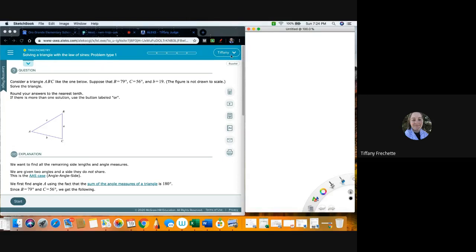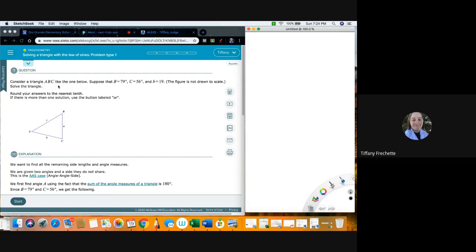Solving a triangle with the law of sines, problem type 1. Okay, so we've been dealing with trigonometric functions for about the last 2 weeks or so. So now we're going to look at a triangle that is not a right triangle.